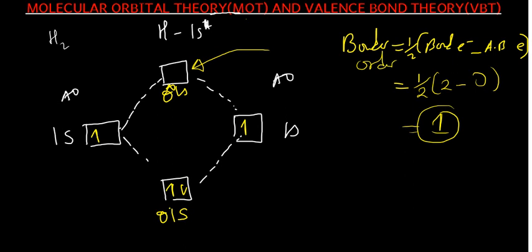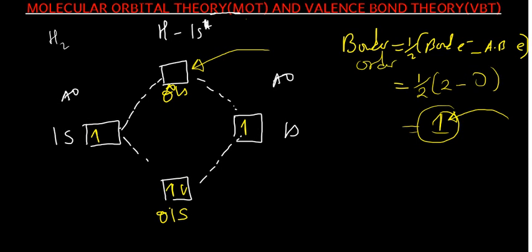So what bond order tells you is whether it is possible to form a bond between two hydrogen atoms or it is not possible. If it is possible, how many bonds can be formed? So this is telling us that a bond is possible and only one bond is going to be formed. So that is why the bond order is 1.